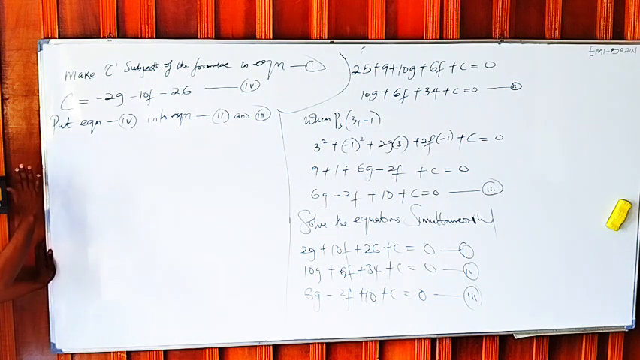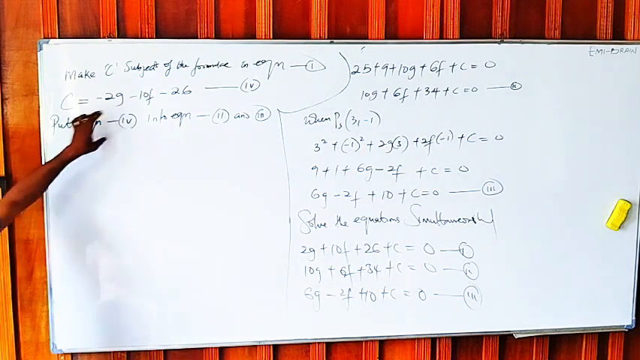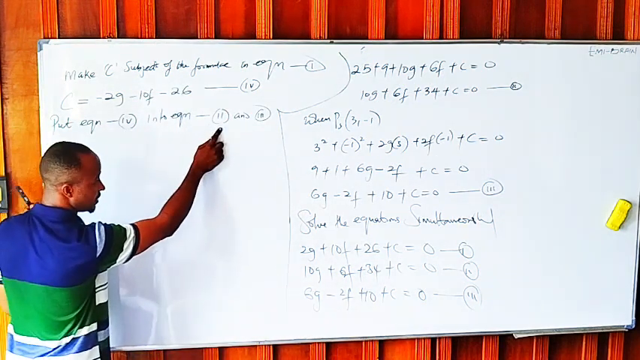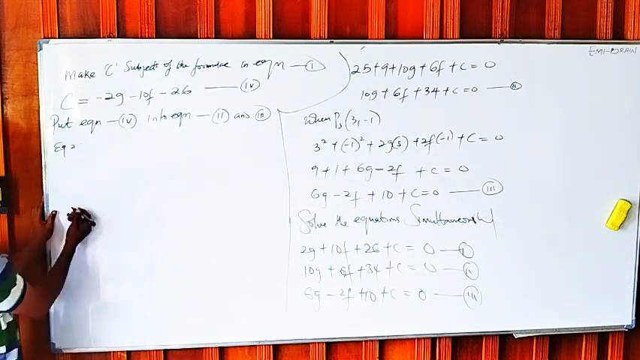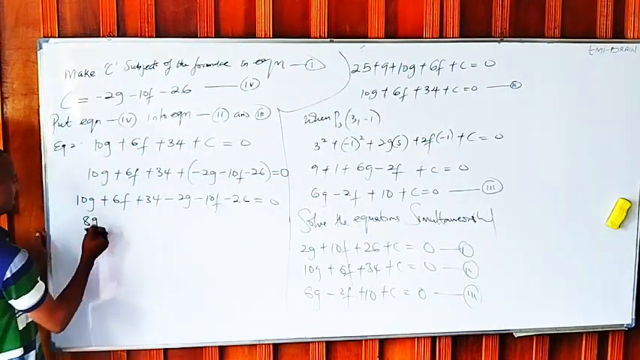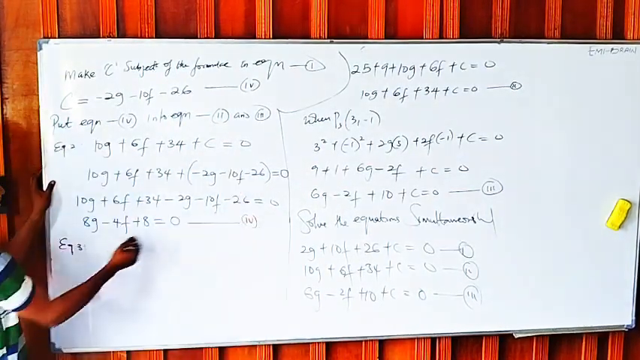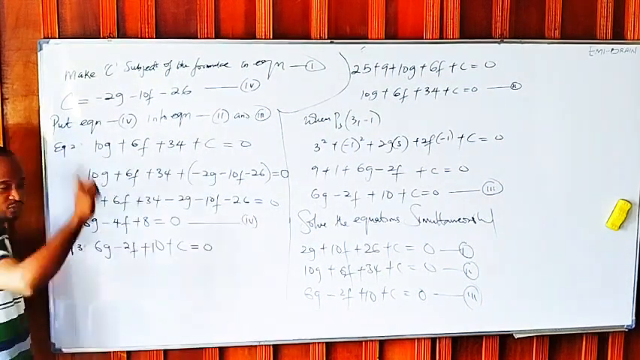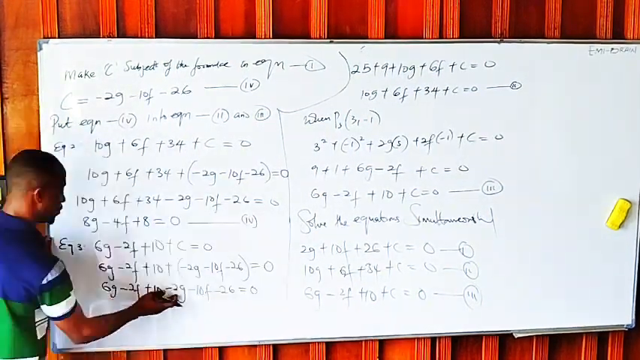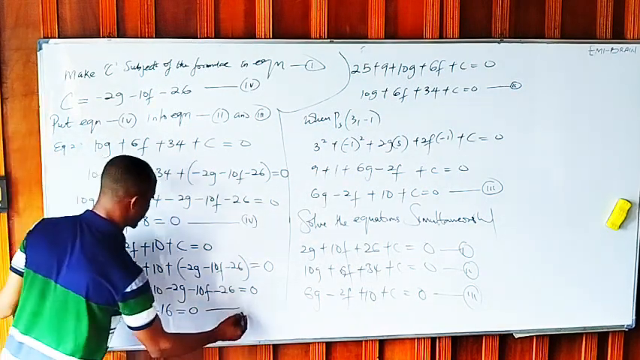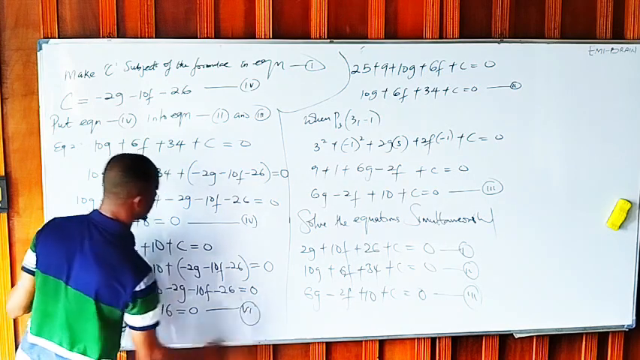Are you all following me? Okay. Put equation 4 into equation 2 and 3. So let's put equation 4 into equation 2 first. Equation 2 says what? Equation 3 says 6g minus what? Good. All equals 0. Equation 5 is where?